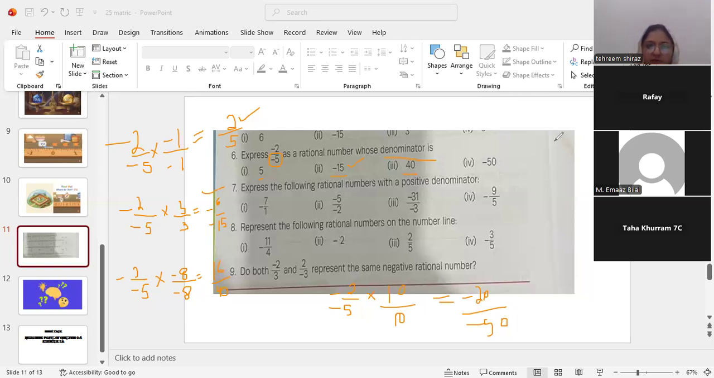Those who have completed question number 6, just write question number 7 in your notebooks. Express the following rational numbers with a positive denominator.